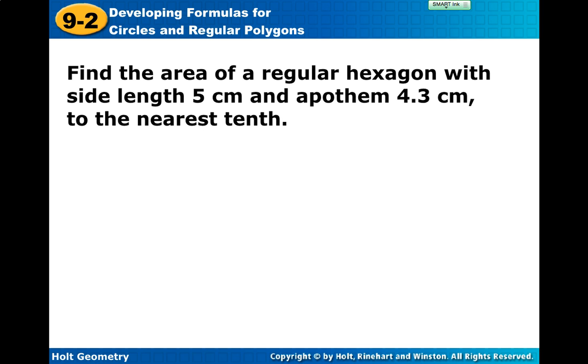I don't remember what chapter that was that we did the polygon names, but 6 is hexagon. 5 is pentagon, 7 was heptagon, 8 was octagon, nonagon, decagon.